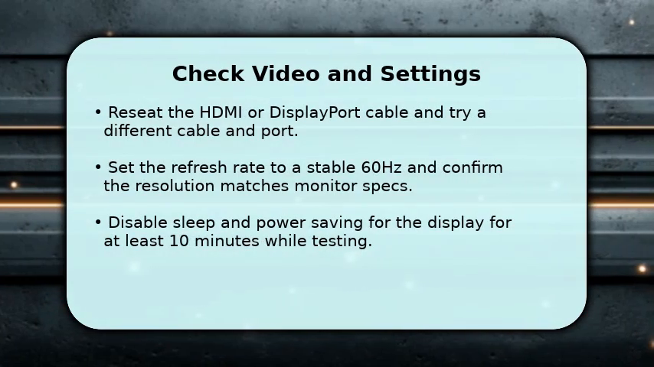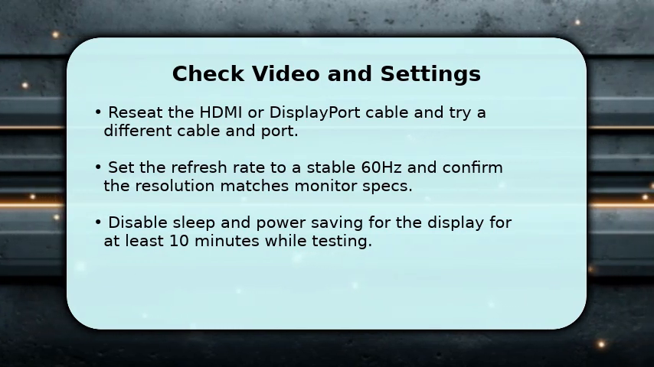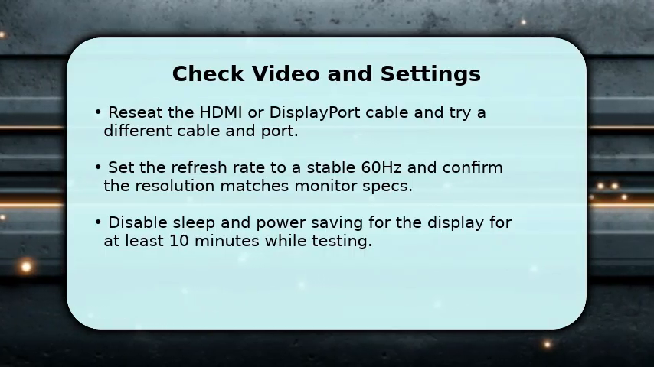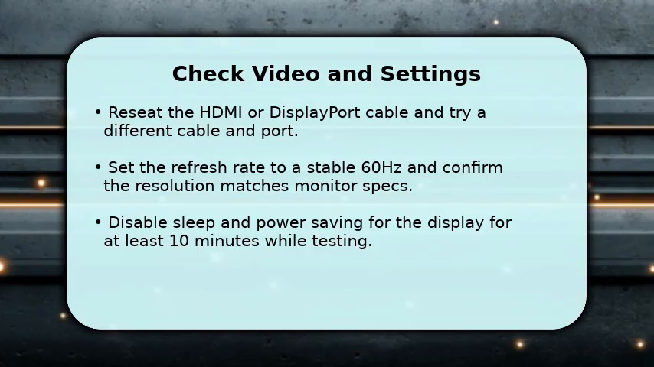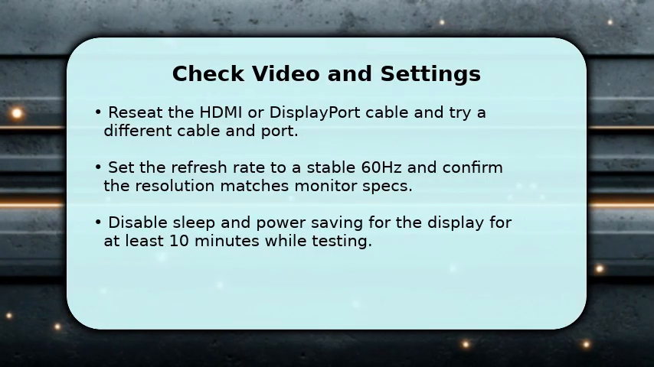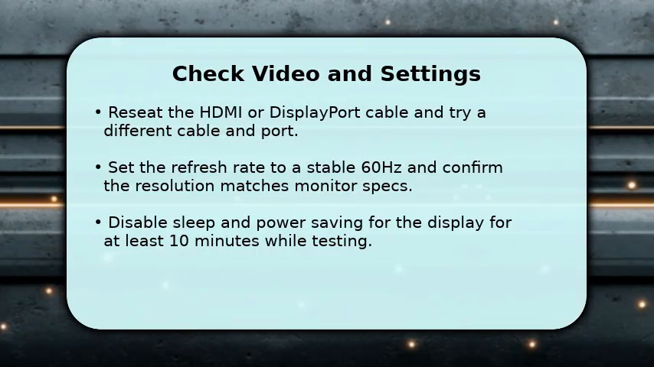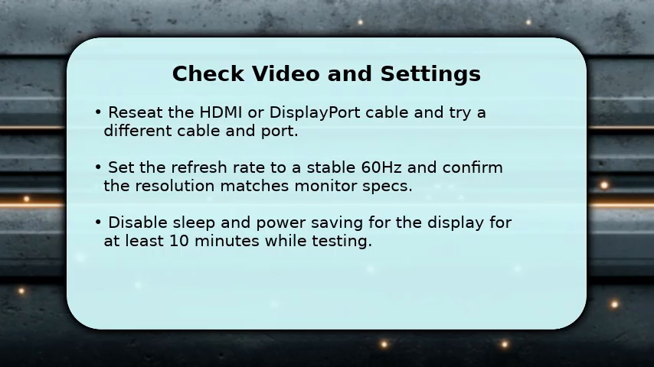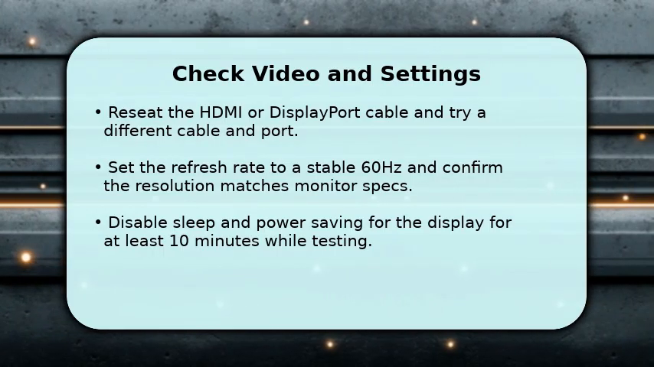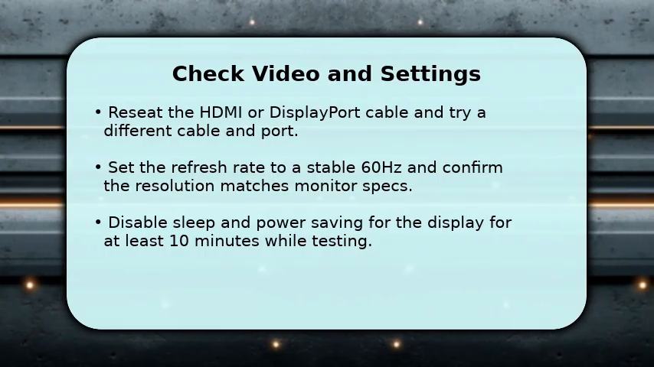Next, inspect the video connection and settings to rule out signal issues. Unplug and reseat the HDMI or DisplayPort cable and test with a different cable and port on the computer. Open display settings and set the refresh rate to a stable 60 Hz and confirm the resolution matches the monitor specifications. Temporarily disable sleep and power saving for the display and wait at least 10 minutes to verify stability. If flicker stops, re-enable settings one at a time to find the culprit.